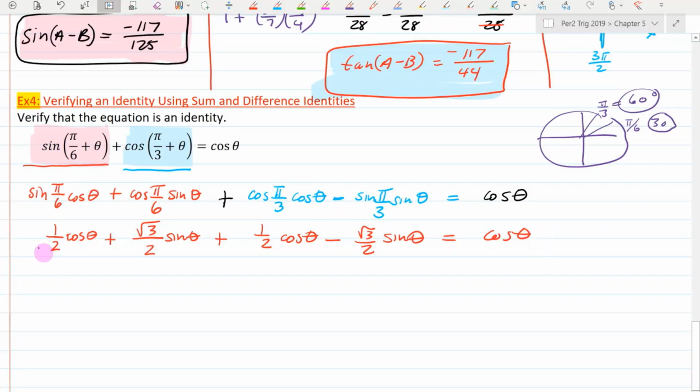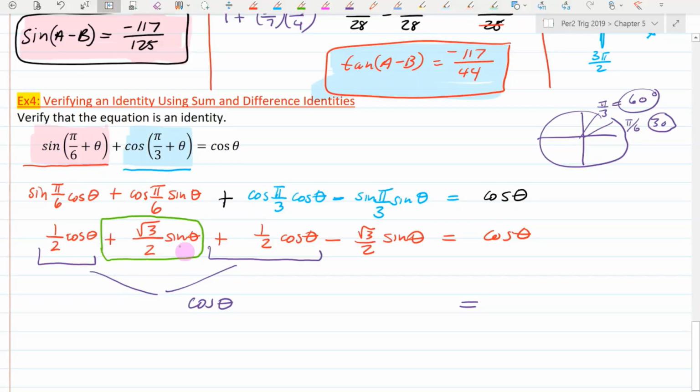So if I add these two together, 1/2 cosine plus 1/2 cosine, that gives me cosine theta. These two, this is positive radical 3 over 2 sine theta. This is minus radical 3 over 2 sine theta. So those two will cancel out. So cosine theta equals cosine theta. And we're done. So that covers section 5.4.